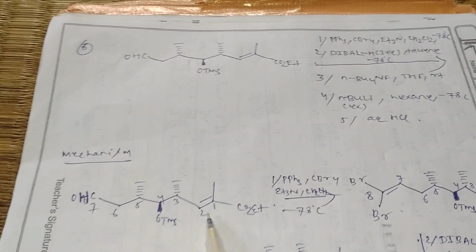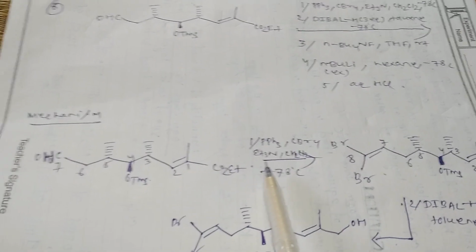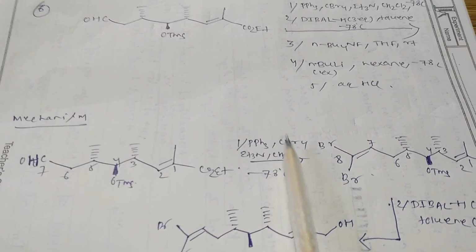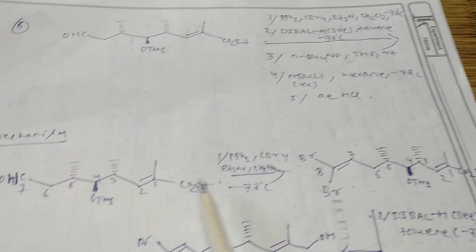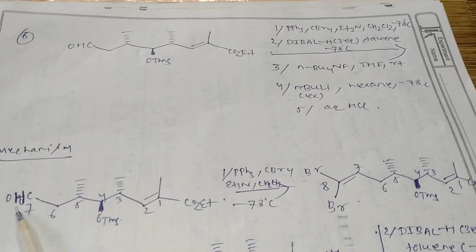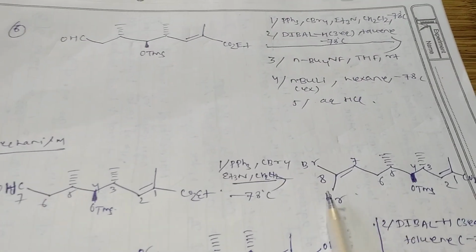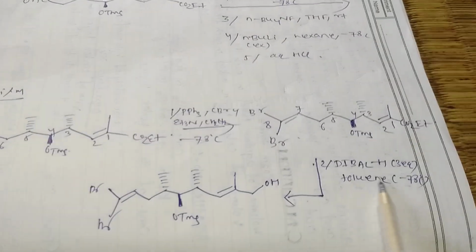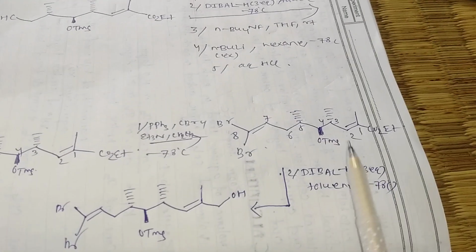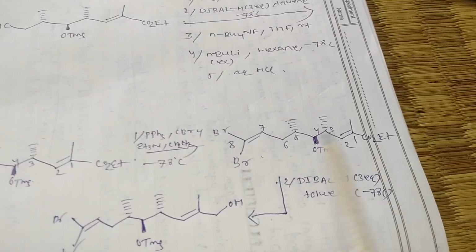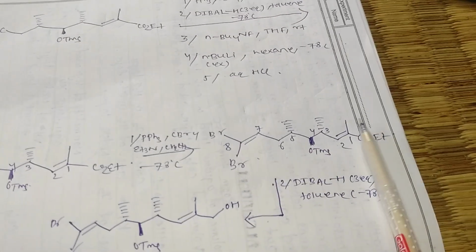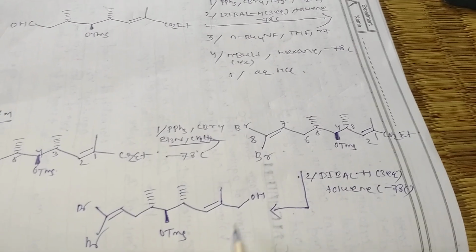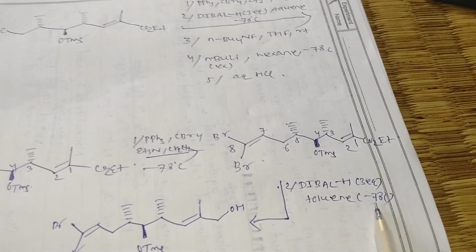First step, you can go. This is the starting compound. You can use PPh3, CBr4, Et3N, and this is a Corey-Fuchs reaction. There is a homologation taking place here. There will be a carbon-carbon double bond with bromine. This is the intermediate step. Then it must react with DIBAL-H, the reducing agent. This reducing agent can reduce this ester group, this ester group, this ester group to an alcohol group. The reaction will take place at a low temperature.